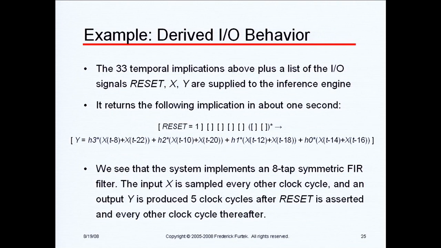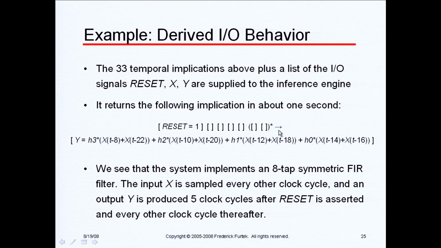Now, we then supply these 33 temporal implications plus a list of the input-output signals. And the input-output signals are reset, X, and Y. So we supply the implications, and we supply a list of the input-output signals to the inference engine. And in about 1 second, the inference engine returns a single temporal implication. And it is of this form here.